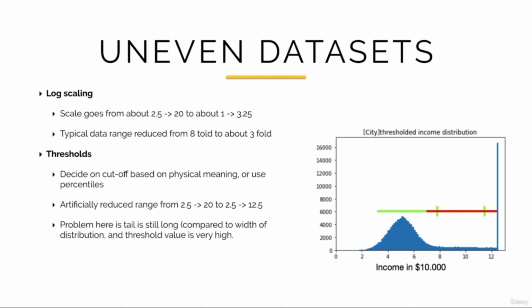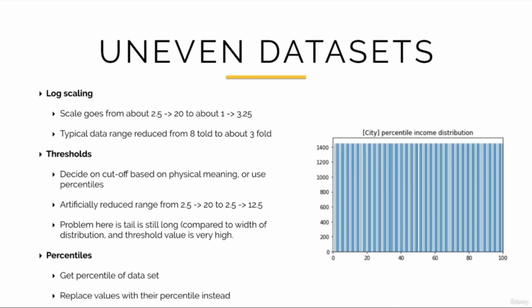And so the threshold may be a good thing to use in some cases, but for this specific example, it wouldn't be a good thing to use just because our tail is still so long. Even though we used a threshold and cut off a significant portion going from 12.5 to 20, it's still extremely long, and it's actually longer than the main part of the distribution itself.